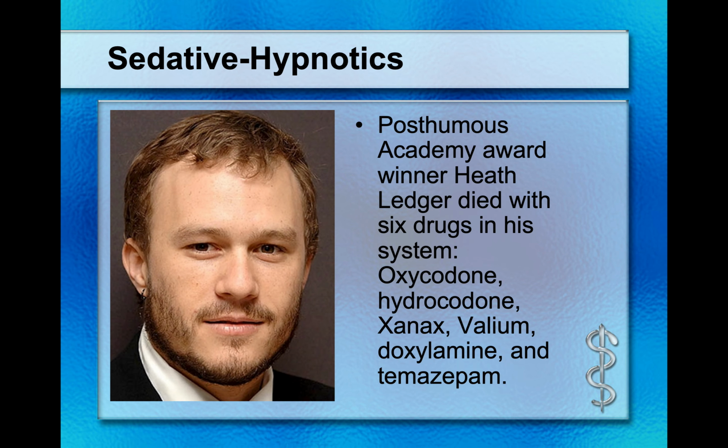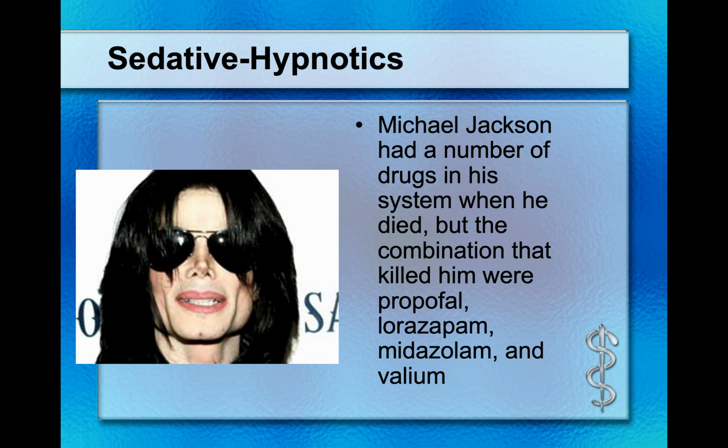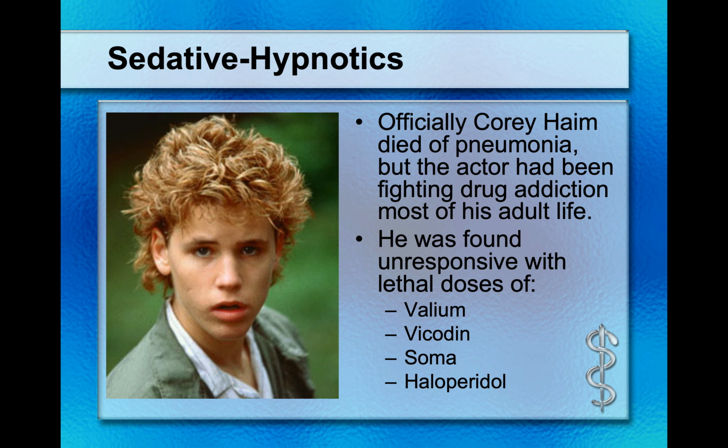Posthumous Academy Award winner Heath Ledger died with 6 drugs in his system: oxycodone, hydrocodone, Xanax, Valium, doxylamine, and temazepam. Michael Jackson had a number of drugs in his system when he died, but the combination that killed him were propofol, lorazepam, midazolam, and Valium, trying to bring him down off of. They had been giving him uppers.